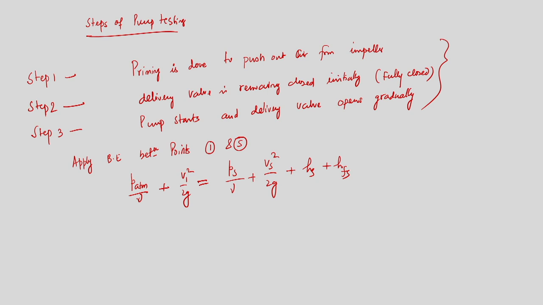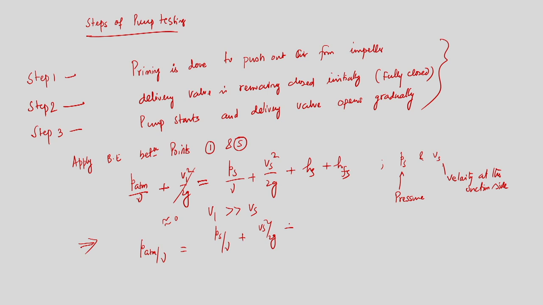Where P S and V S are the pressure and velocity at the suction side. From this expression, as I said, the cross sectional area of the sump is much, much higher than the pipe cross section. So, V1 is much, much greater than V S, and I can ignore this term. So, we are left with P atm by gamma is equal to P S by gamma plus V S square by 2g plus H S plus H F S. This is the expression of P atm by gamma from the suction side, applying the steady flow energy equation between points 1 and S.